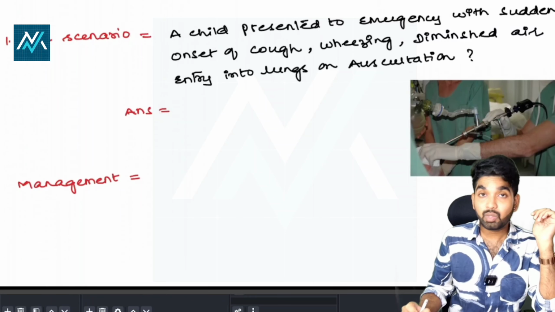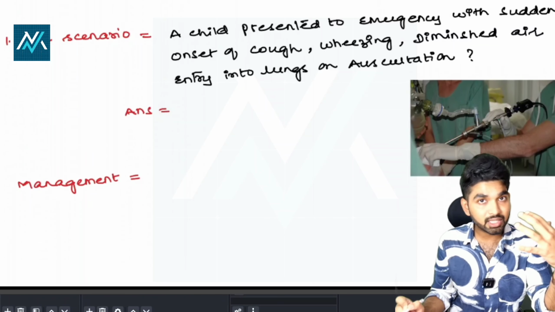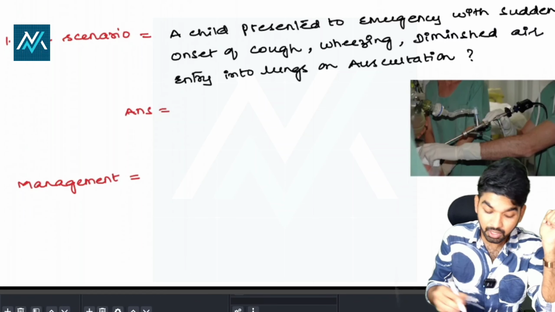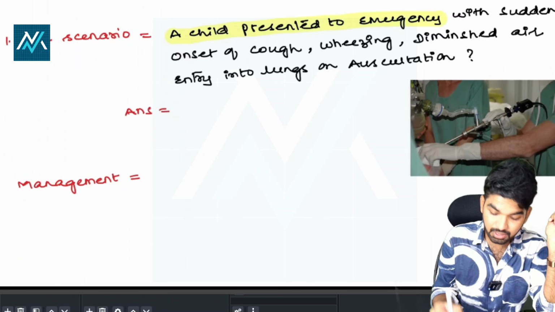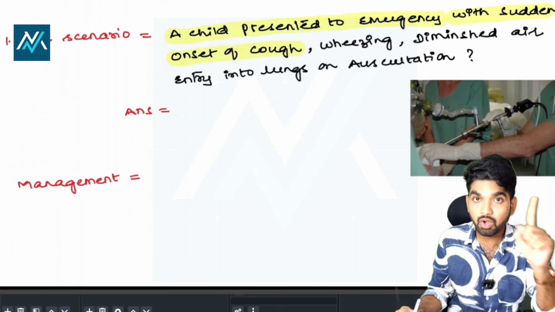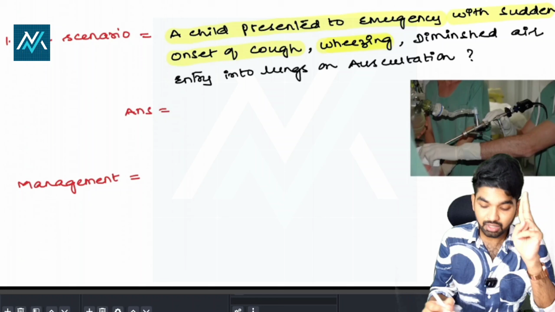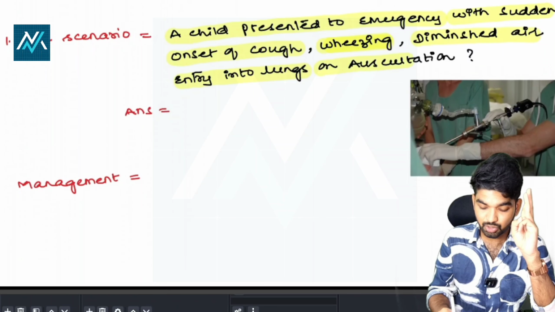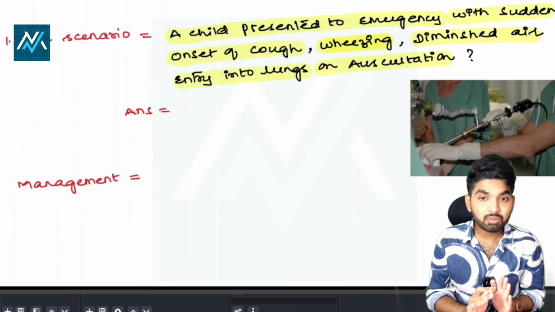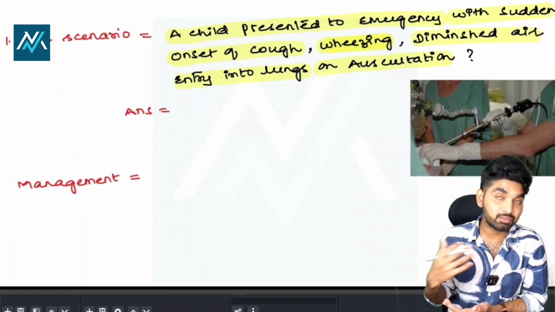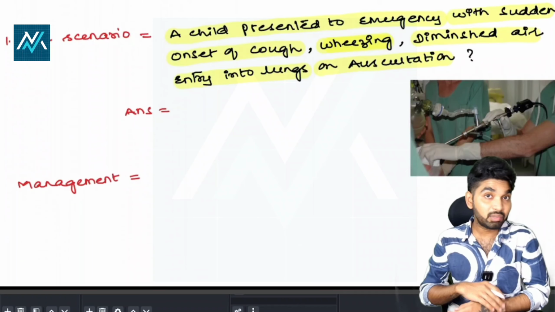So here is a case scenario waiting in front of you all. Suppose now you are sitting in the NORCET exam 9.0 and this is the case you got in your exam. Now let me see who is going to give me the right answer. A child presented to the emergency with sudden onset of cough, number 1. Number 2 is wheezing. Number 3 is diminished air entry into the lungs on auscultation. So, a child presented to the emergency with sudden onset of cough, wheezing and diminished air entry into the lungs. Right, what could be this case?